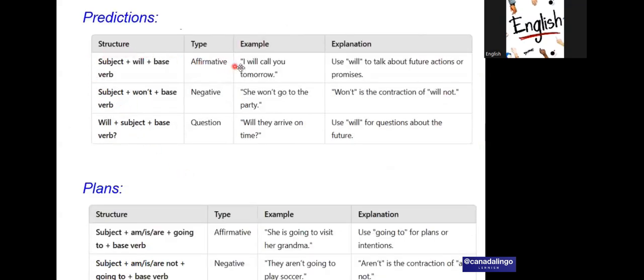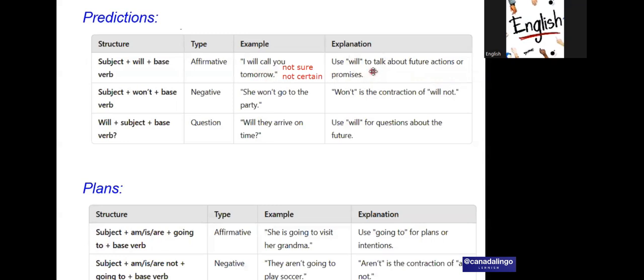So, we use a simple will mostly for predictions, for things that we are not sure. For example, I will call you tomorrow. Yeah, this is a future, but that is not for sure, not certain. Not sure, or we can say not certain. Maybe I won't call you. For example, yeah, this was an example.